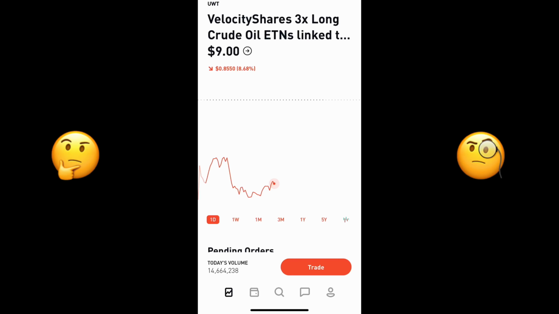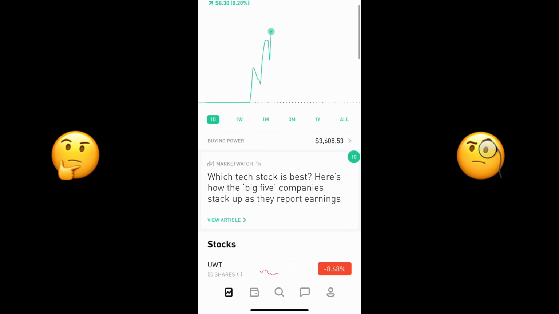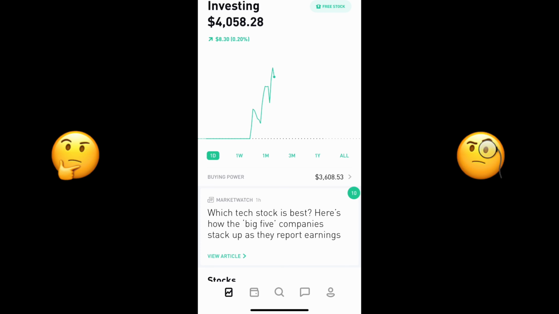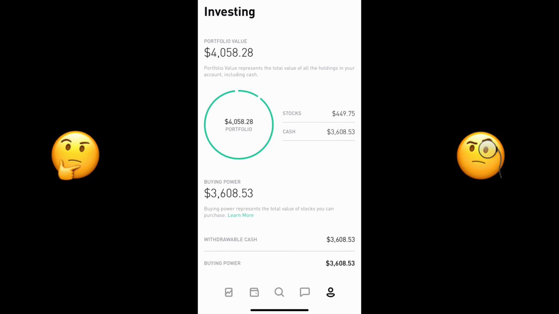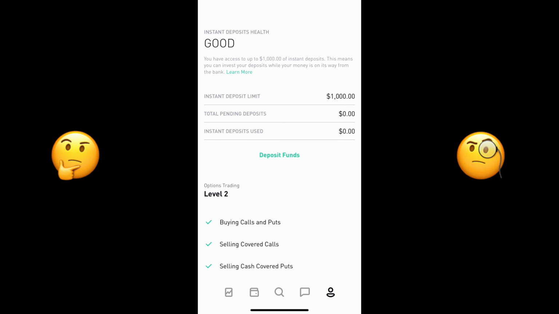While we wait for that order to fill, we can talk a little bit about day trades. If you click on the person icon on the bottom right and click on investing, if you scroll down to the bottom, this is where you'll see how many day trades you've made within the last 5 days.